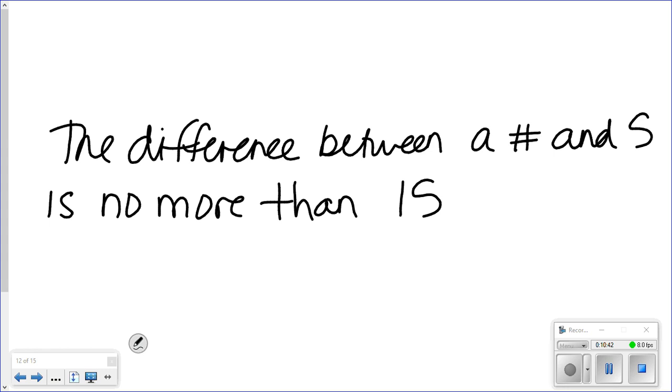The difference between a number and 5 is no more than 15. In your book, it also has a list of keywords on page 498. So if you'd rather look in your book instead of your notebook, your book has all the keywords too. Page 498. Landon, what do you know?